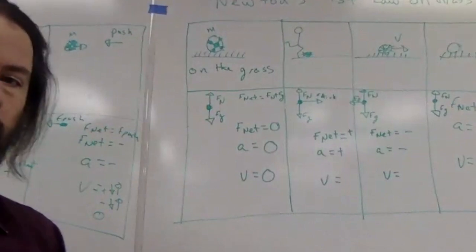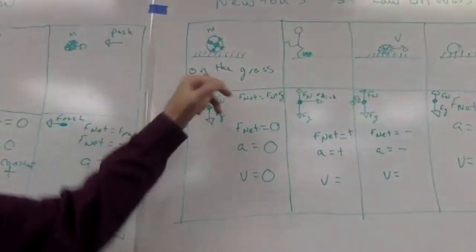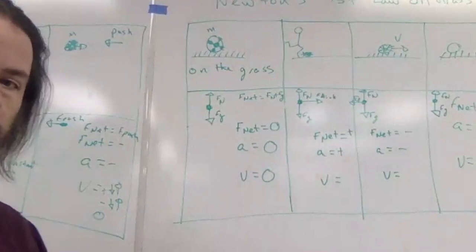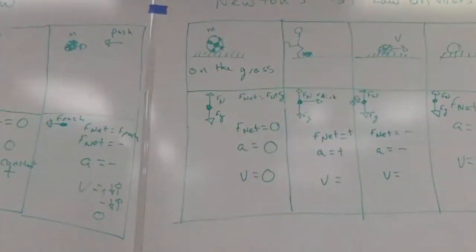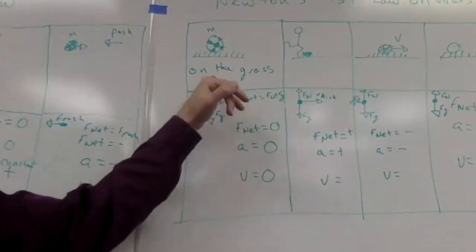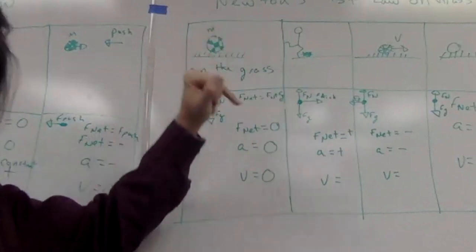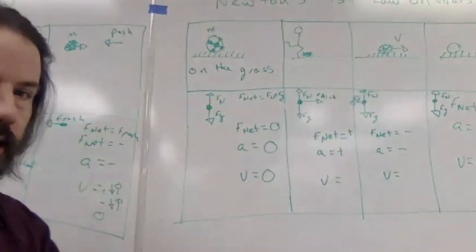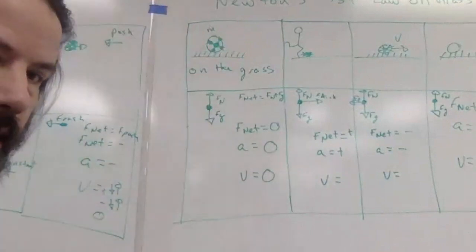Hi, I'm Mr. Franklin, and welcome to this video where we're going to look at the soccer ball on the grass, which is part two. Yesterday we had looked at a ball floating in space. So now we've got our ball with the mass M sitting on the grass. It's the same soccer ball, so the mass is the same as it was before.